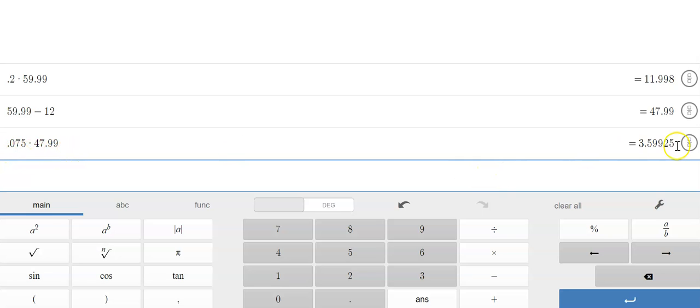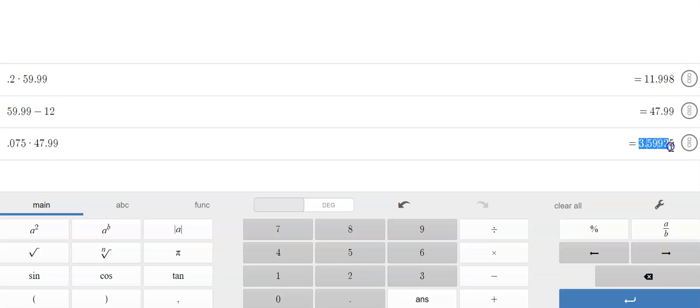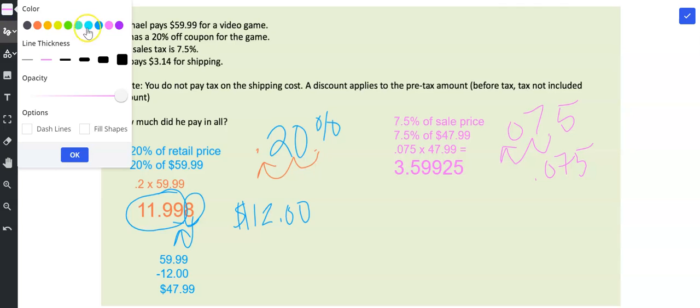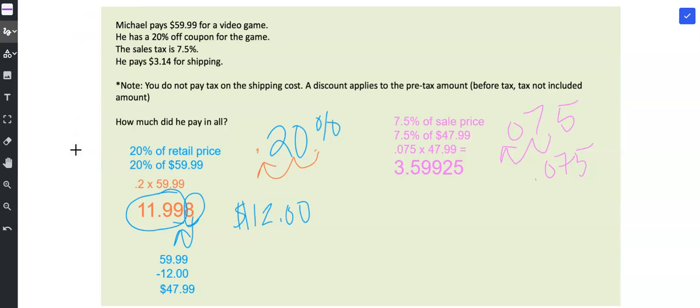So I multiply those two together, and 7.5% of $47.99 is this value. So I'll copy that and paste it. Make this a little bit larger so we can round it. So you round to the hundredths place, and the decision maker is a 9, and the 9 makes $3.59 become $3.60. So it goes up by 1 cent. So this is the tax.